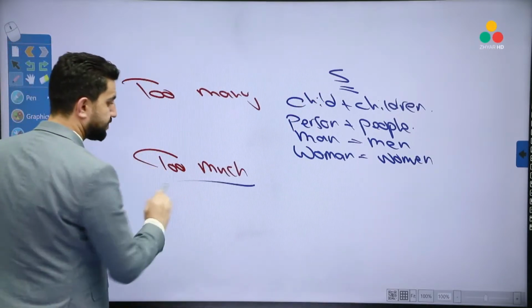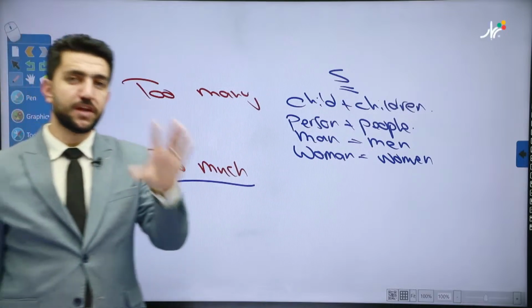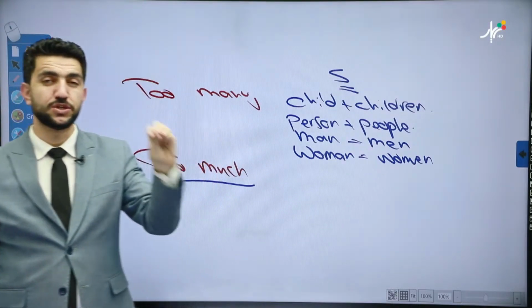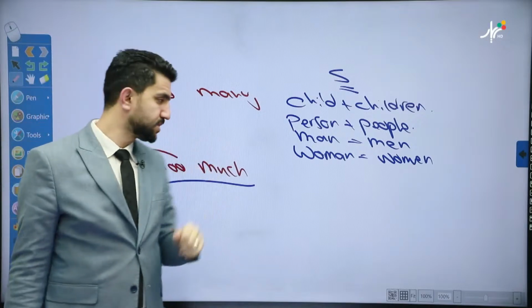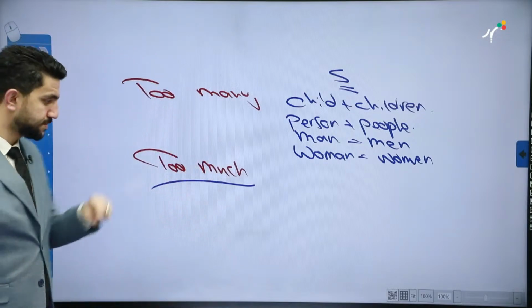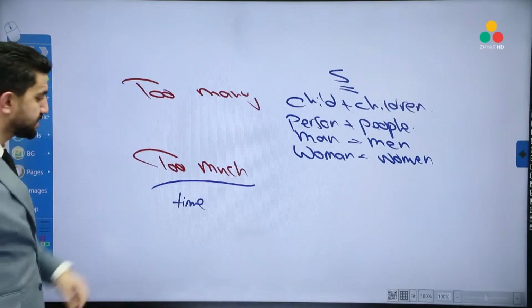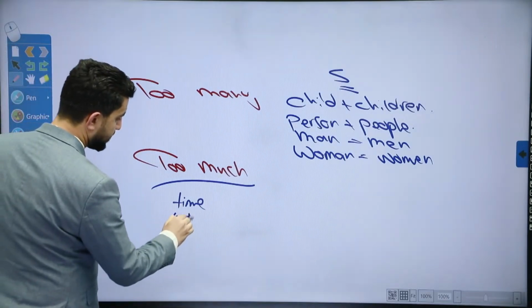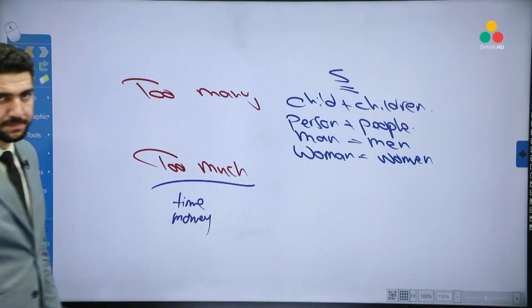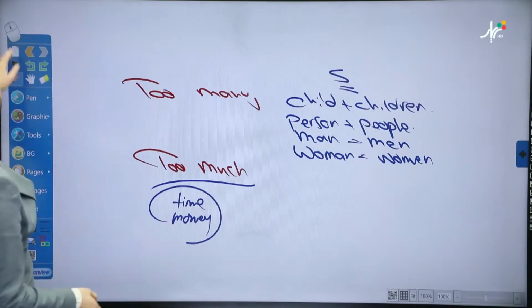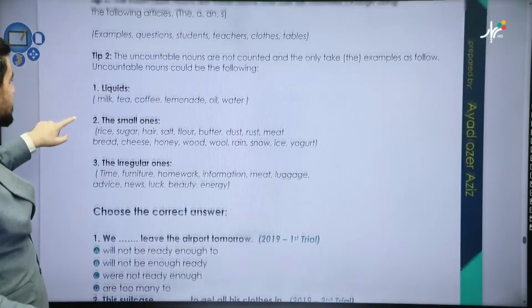But too much is different. All types of liquid, we use too much. Too much water, too much coffee, too much tea, too much juice, liquids, okay? We have some exceptions. Time, too much time. Time is uncountable. Money, too much money. Okay? We have exceptions in English.